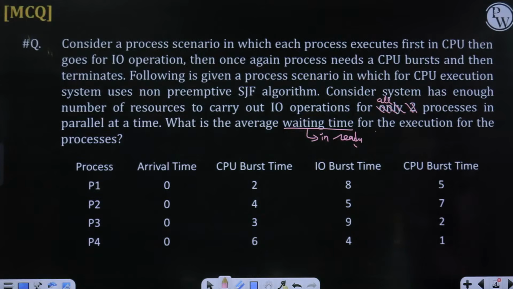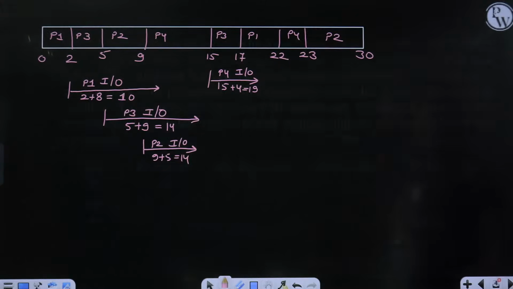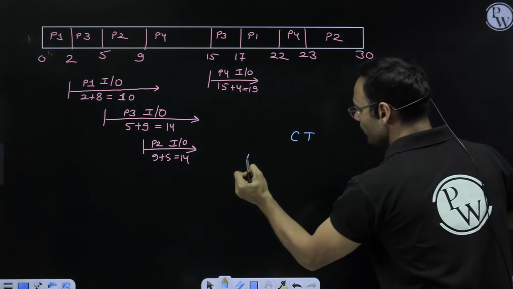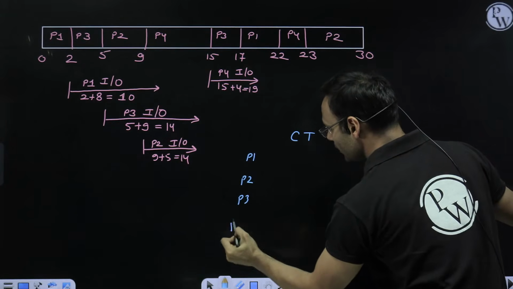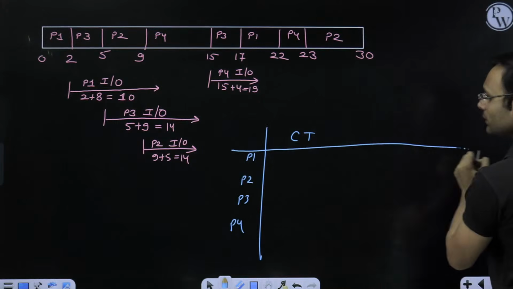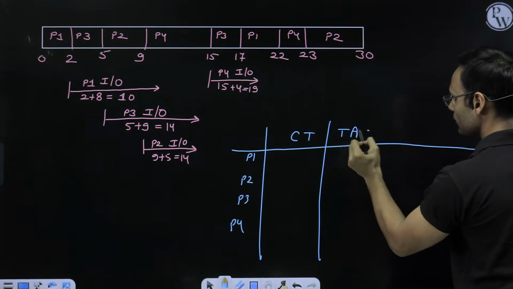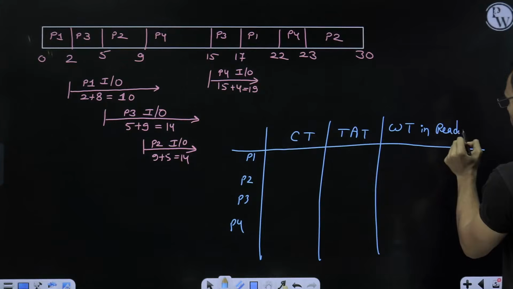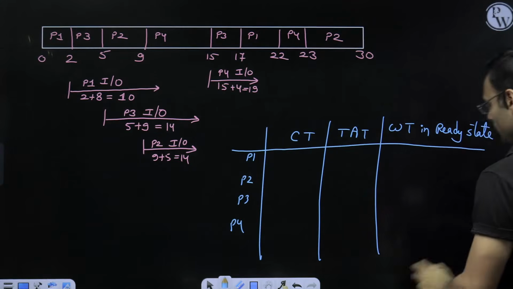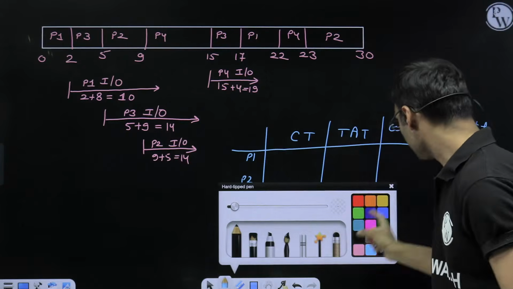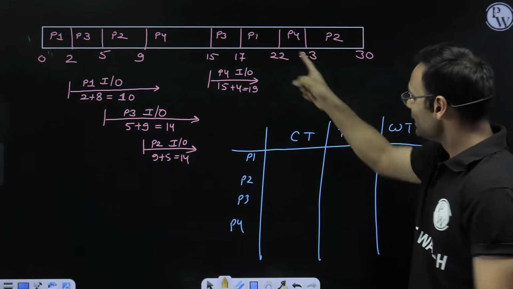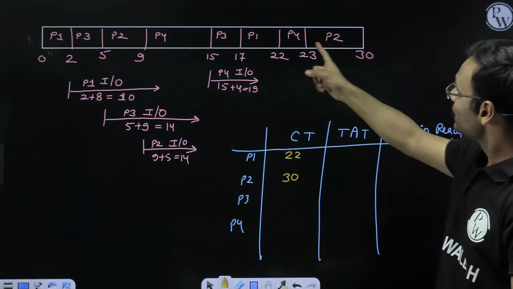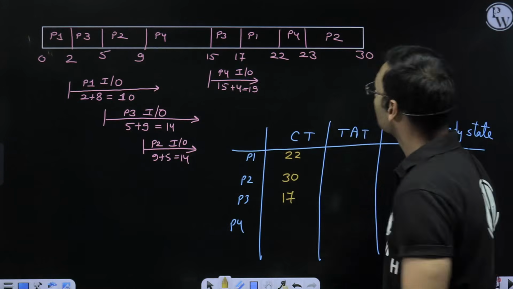And this is how all the processes will execute finally. Okay, now completion time. P1, P2, P3 and P4, 4 processes. Turnaround time and waiting time in ready state. Look at this. Completion time, here we will check. P1 completes at 22, P2 completes at 30, P3 completes at 17 and P4 completes at 23.